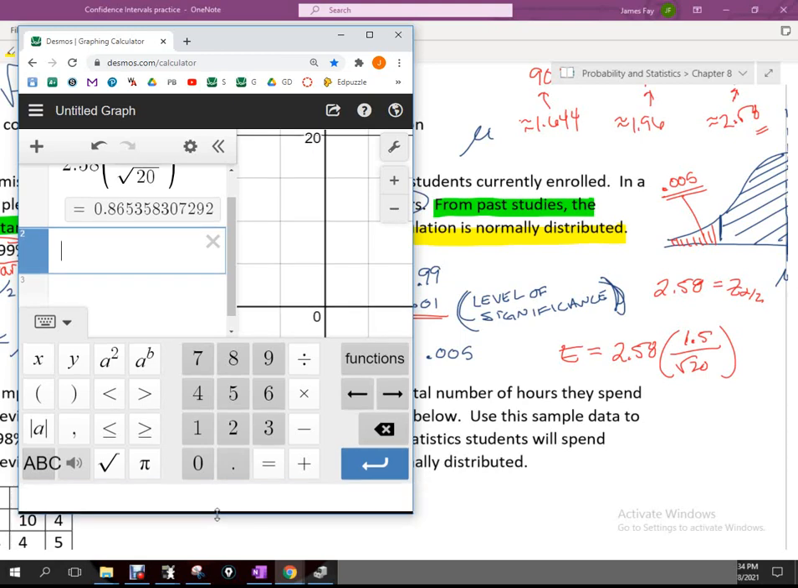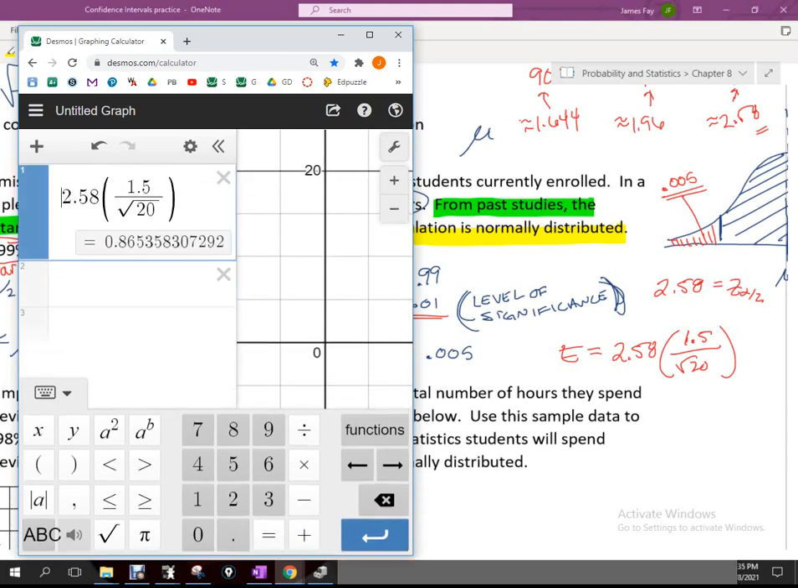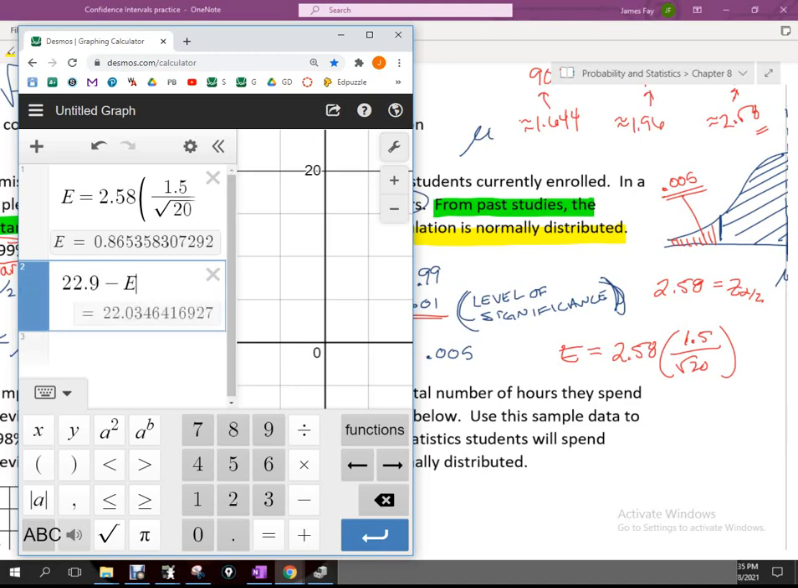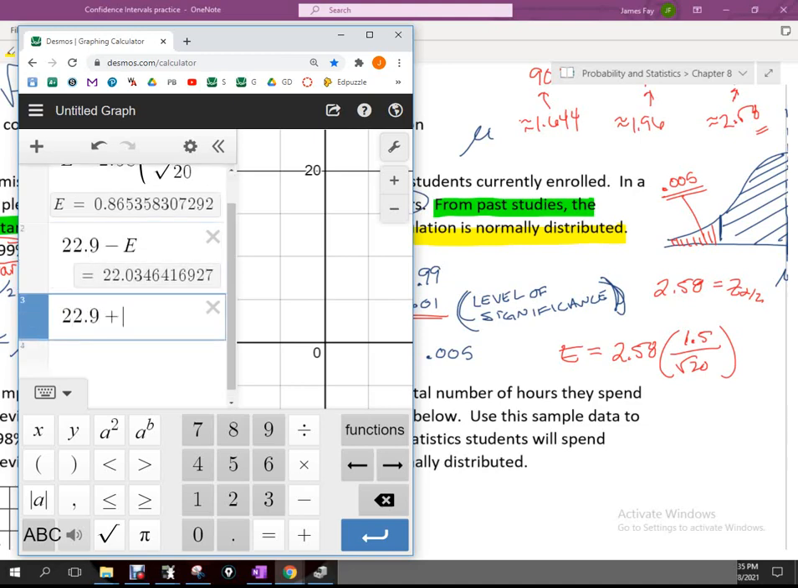So that is E. What I like about Desmos is I can define things like that. So I'm going to take my 22.9 and subtract E from it. I'll take 22.9 and add E to it. That then becomes my interval, 22.0346 and 23.765.